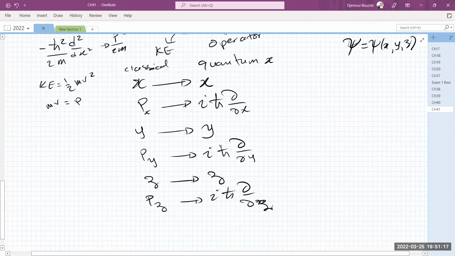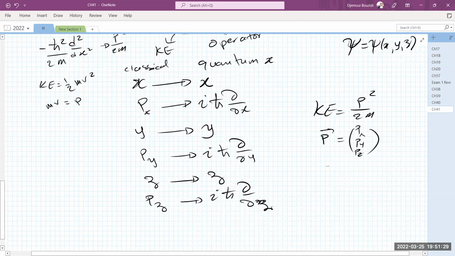So normally the kinetic energy in general is the entire momentum squared divided by 2m, where momentum P is a vector of components px, py, pz. So its square then is normally px squared plus py squared plus pz squared.